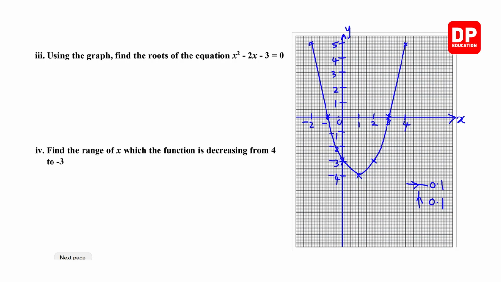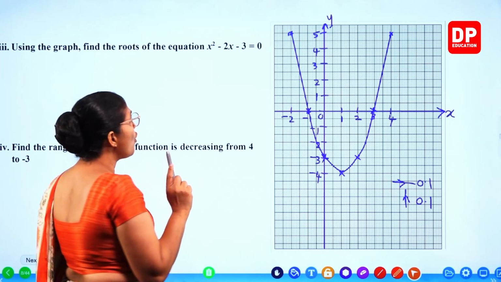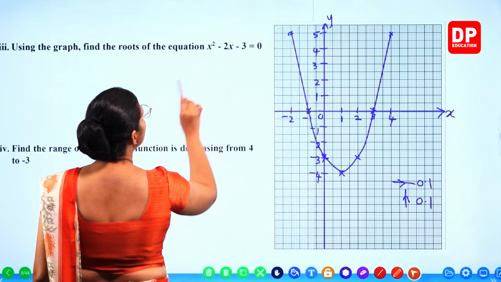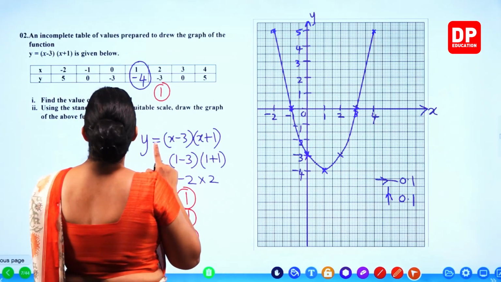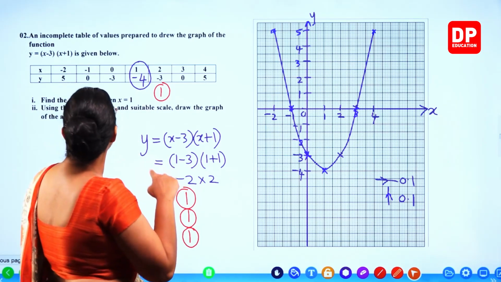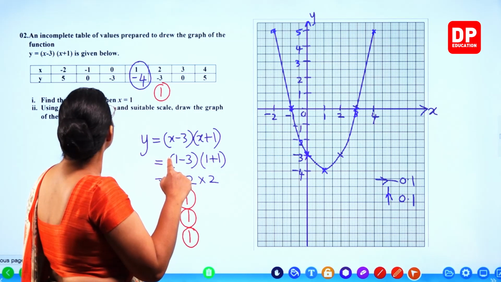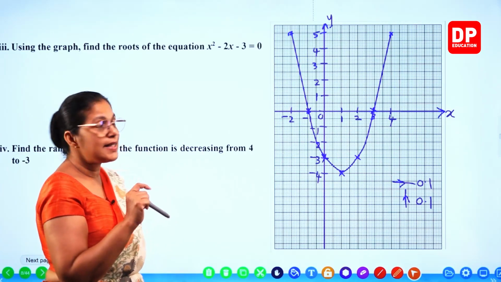Part 3. Using the graph, find the roots of the equation x squared minus 2x minus 3. So first we'll check whether this is the same as we have drawn before. So what's the equation before? We have taken (x minus 3) into (x plus 1). When you multiply, what you get? x squared plus x minus 3x. That becomes minus 2x and minus 3. So that's the same thing, x squared minus 2x minus 3.